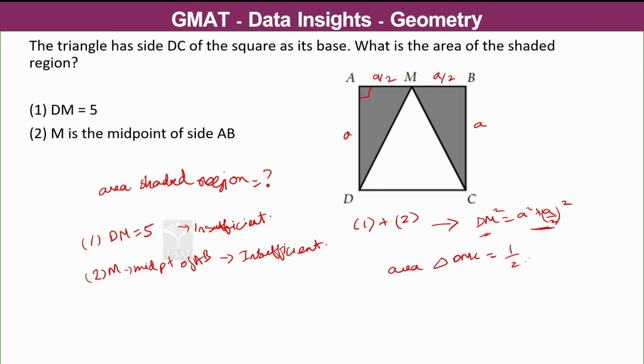It will be half into base, that is the length of the side of the square, into its height. Since this is a midpoint, when you draw a perpendicular, the height of the triangle will be the same as the height of the square. So, the area will be half into A into A, so A square by 2. Therefore, the area can be calculated. We do not actually need to do the calculations. We can just say that this information is sufficient to answer the question. That is all we need to know.